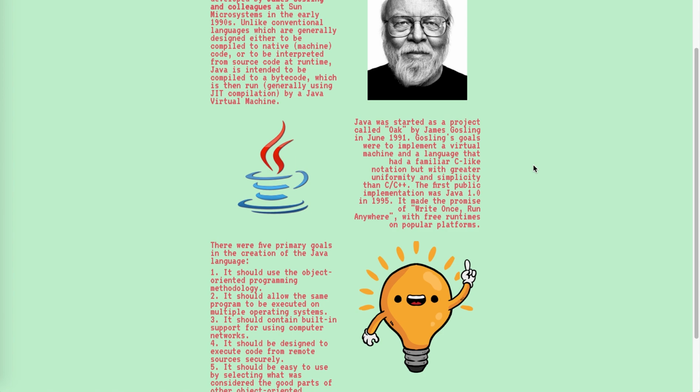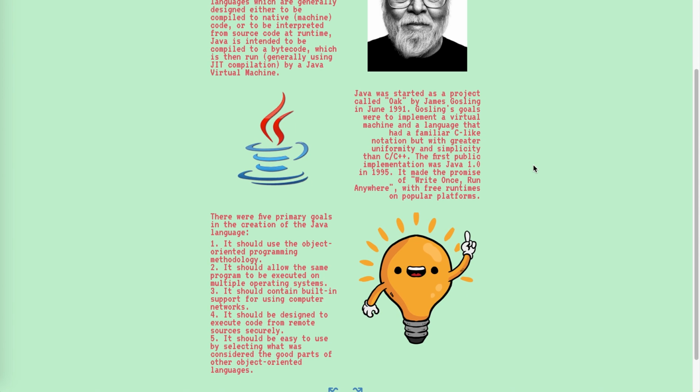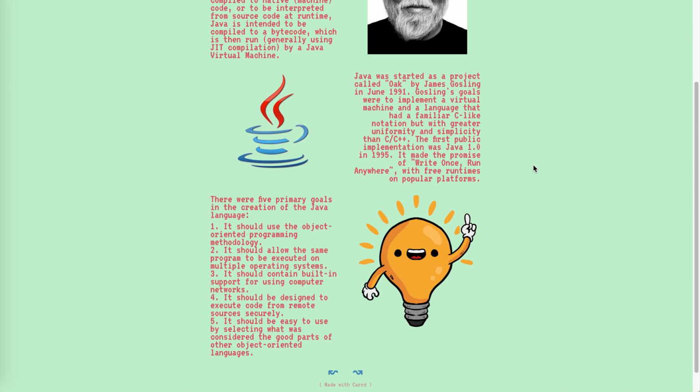Java was started as a project called Oak by James Gosling in June 1991. Gosling's goals were to implement a virtual machine in a language that had a similar C-like notation but with greater uniformity and simplicity than C/C++. The first public implementation was Java 1.0 in 1995. It made the promise of write once, run anywhere with free runtimes on popular platforms.